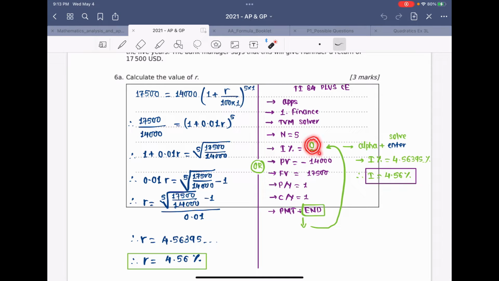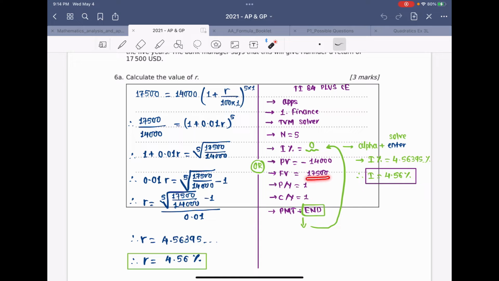Purposely I am writing in green letter. You will understand why I am doing that. The quantity which we want to find, keep it as 0 always. Present value is 14,000. Always write down present values in negative format, because that is flowing out. So negative 14,000.